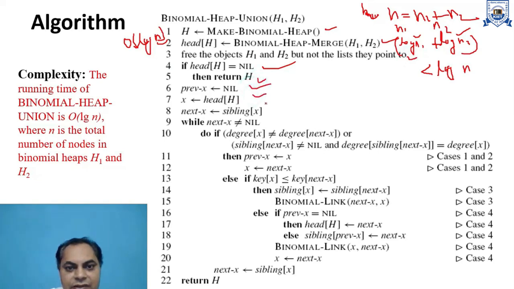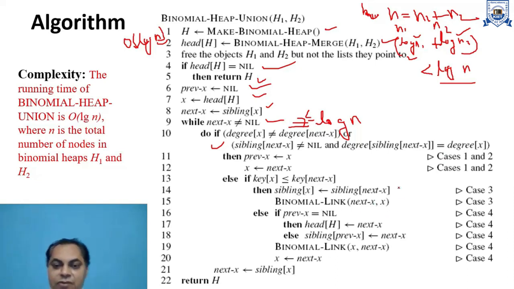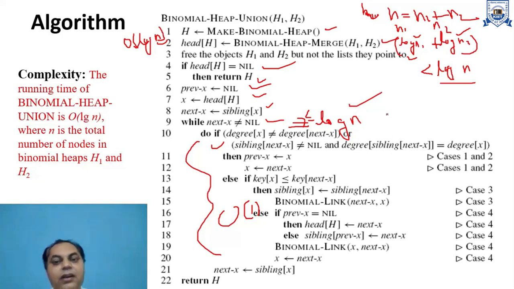This is constant. Now check this while loop. The while loop traverses the whole root list, and the length of the whole root list is log n1 plus log n2, which as we already discussed is less than log n. So this while loop executes at max log n times. In this while loop we do simple constant time operations, like moving forward down the list. Case 1, 2, 3 and 4 use the binomial link procedure, which itself has constant time complexity. So the cost of each execution of the while loop is constant. The number of times the while loop is executed is log n, because log n denotes the size of the root list. So the complexity of this algorithm is log n. I hope you got to understand this.